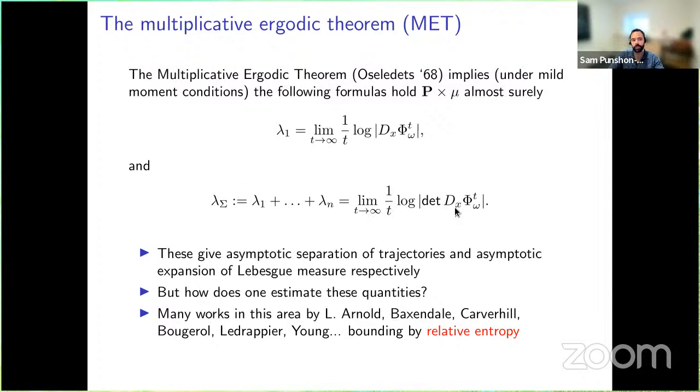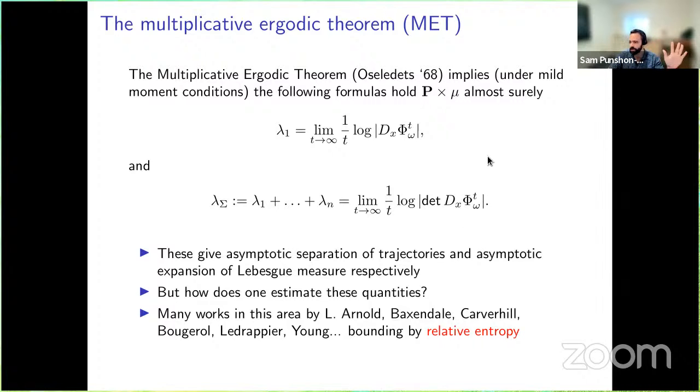Moreover, we can also look at the determinant of this, and it converges to the sum of the first n Lyapunov exponents. I'm not going to talk fully about the entire Lyapunov spectrum here. What we need is just the total sum of the Lyapunov exponents, which is related to the net volume compression or expansion in the system, and lambda 1, which is related to sensitivity. Okay, so what we'd like to do is somehow estimate these quantities.